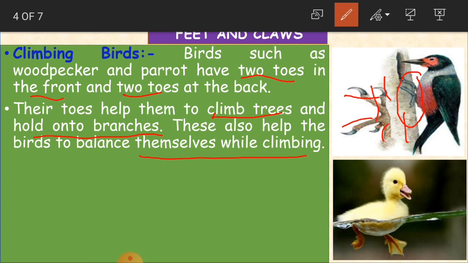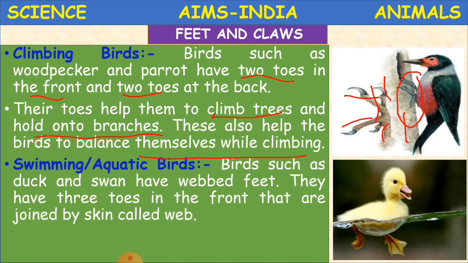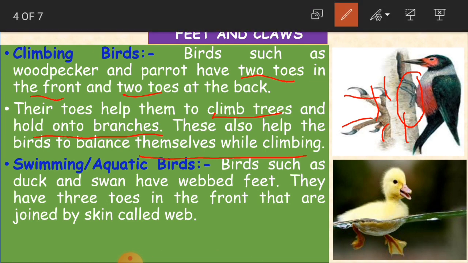Clear, children? Okay, and now we'll see the other type of birds. What are they? Swimming or aquatic birds. What are aquatic birds, children? They are birds which live in water, so water birds. And why do we call them swimming birds? Because when they are in water, they are capable of swimming. Swimming is possible only in water. So that is why the birds which live in water can swim, and we call them swimming birds.